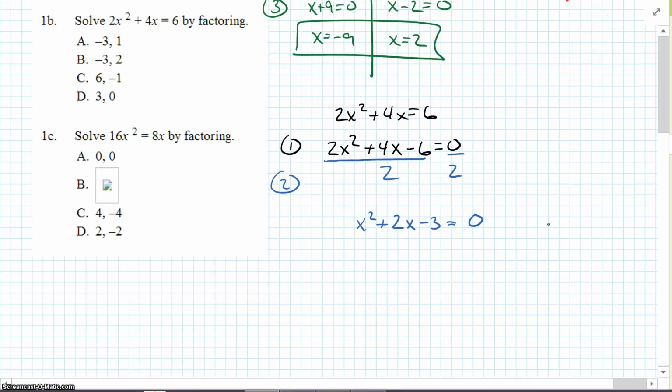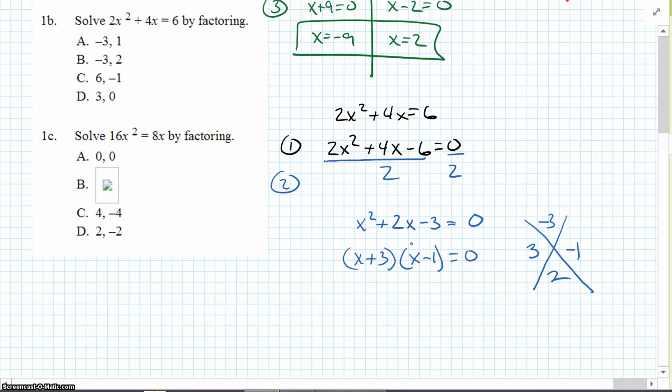So now I've got an answer. Or at least I got an equation. My a times c value is negative 3 and my b value is 2. So I need to find two numbers that have a product of negative 3 and a sum of 2. So 3 and negative 1 seem to do that. So I can rewrite this as x plus 3 times x minus 1 equals 0.